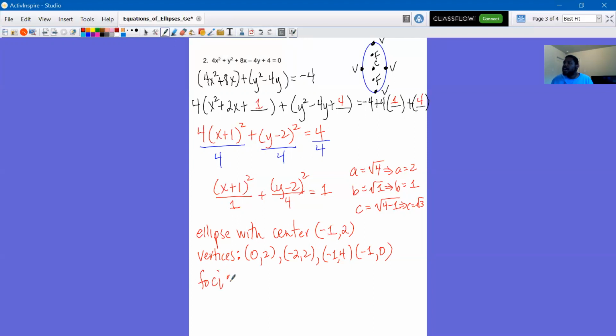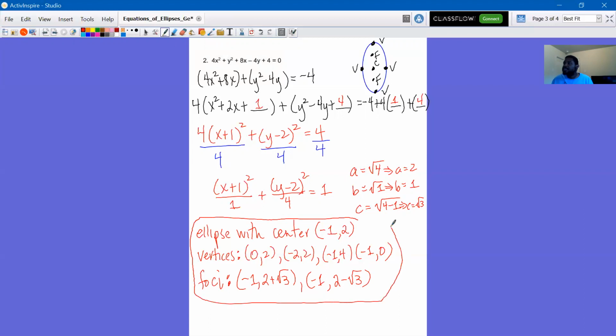For the focus points, the foci, what I want to do is add C to the y coordinate of the center. That gives me -1, comma 2 plus square root of 3. And then I'm going to subtract C from the y coordinate of the center as well, which is -1, comma 2 minus square root of 3. And that will be the description of the ellipse.